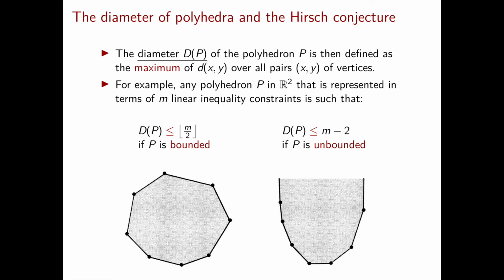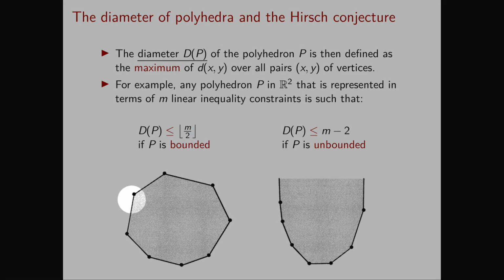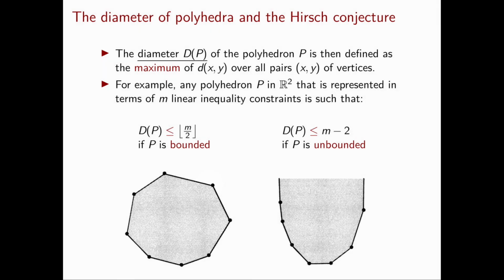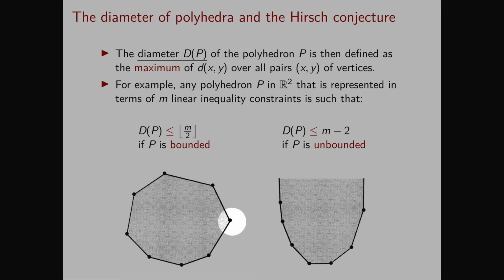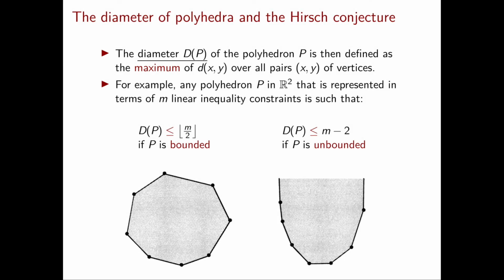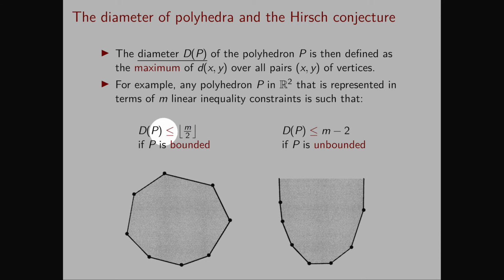Let's go back again to our example on the left. We saw that the distance between this x and this y is 2, but this is definitely not the maximum. For example, if this one is x and this one is y, then you can easily see that the distance between x and y is equal to 4. Since this polytope has dimension 2 and has exactly 8 edges, it is simple to show that its diameter is equal to 4. More generally, you can show that for a two-dimensional polytope defined by m linear inequalities, the diameter of P is less than or equal to the floor of m divided by 2.